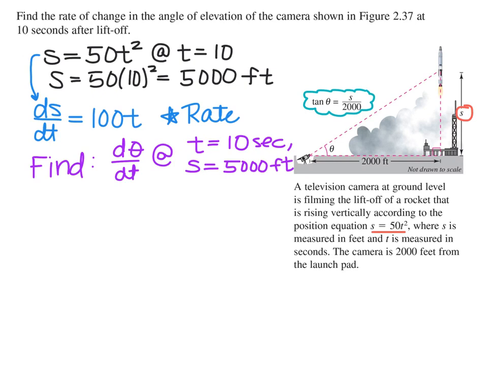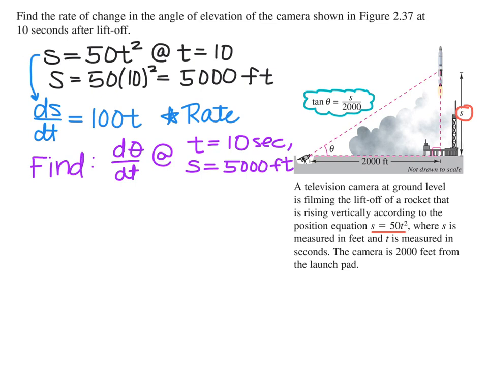So some preliminary things I can work with is this equation for s, which is 50t squared. I'm going to plug in t equals 10 because that's what it's asking for, 10 seconds after liftoff. So that's 5,000 feet. Wherever there's an s in my final equation, I'm going to plug in 5,000. I can also take the derivative, ds over dt, of this s equation, and I end up with 100t. That's our rate, which we can plug in for ds over dt in our final equation. Now, what it's asking for is the rate of change in the angle of elevation, so d theta over dt, and I have these two other things to plug in there as well.